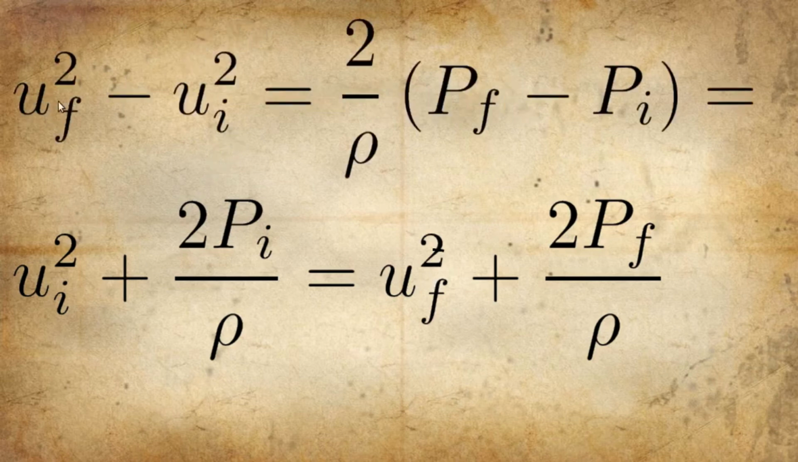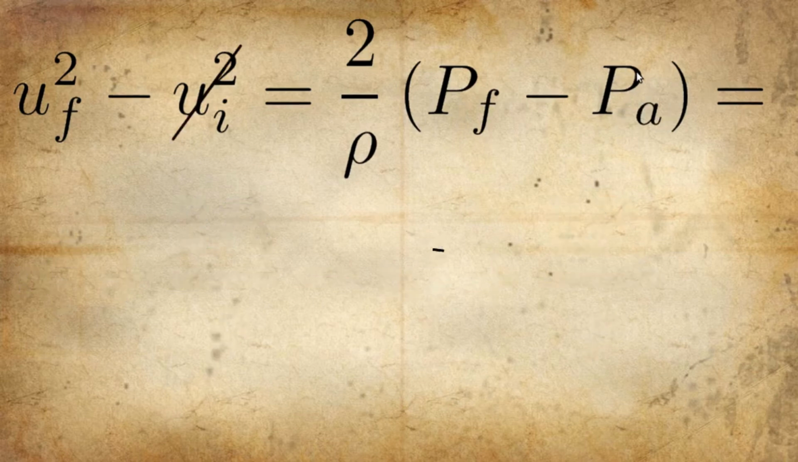Here we've put our difference in velocity squared on one side and our difference in pressure on the other side, and there's actually a name for this difference between the pressure in the rocket and the pressure that we're ultimately talking about, which is the atmospheric pressure.